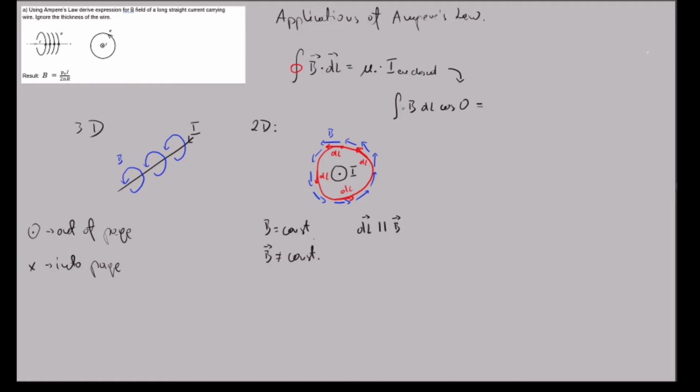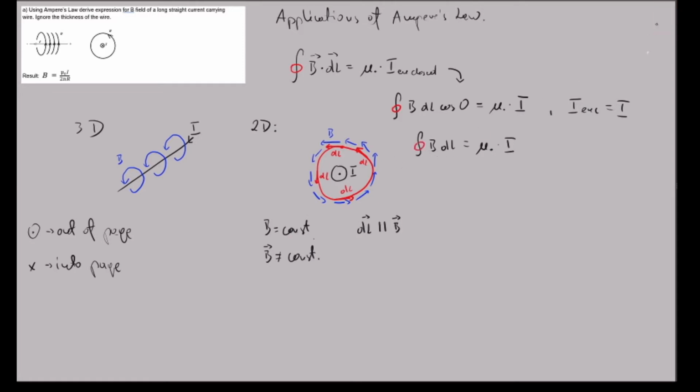I still have to integrate this along the closed loop, so I'm going to put that in here. Mu naught times I, just I, because in this case, I enclosed is simply I. The only current here that is enclosed by this loop is just this current I. Cosine of 0 is 1, so what I end up with is B dl equals mu naught times I. Now B is constant, the magnitude of B is constant. We already put this thing here. So I can pull this out of the integral.